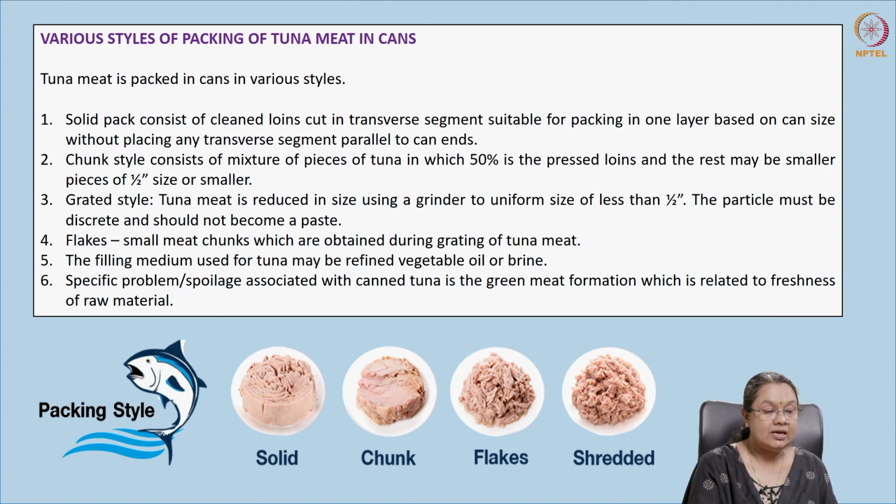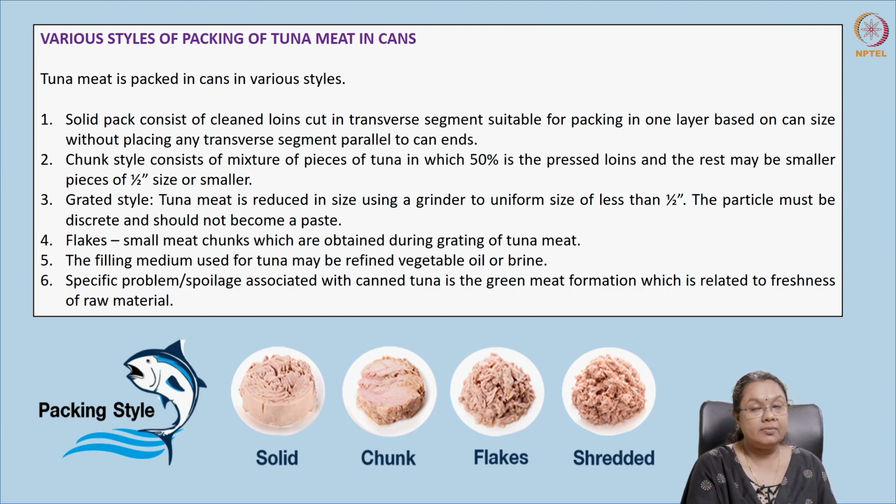In the chunk style, 50% is chunk, and half-inch smaller flakes can be added along with the chunk, but the major part will be chunk, that is 50% will be the chunk portion. In the grated style, the sizes are much smaller, half-inch or less than half-inch, and these are packed, but we need to be careful that it doesn't become paste when we do the sterilization. Next style is flakes, which are the smaller pieces obtained during grating. Usually the filling medium is oil, vegetable oil, or brine.